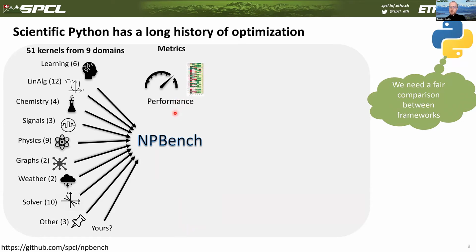One is performance, which is pretty obvious. I mean, yes, we need the fastest thing, but the second one is productivity. Each of these frameworks that I'm going to show you require you to change the Python code a little bit, at least adding another import statement. Some of them require more changes. And this is also what we compare.